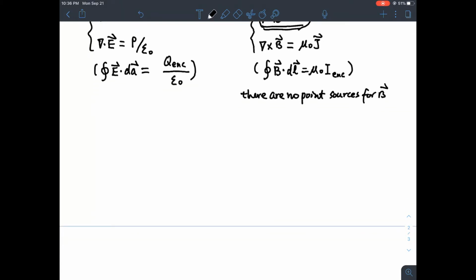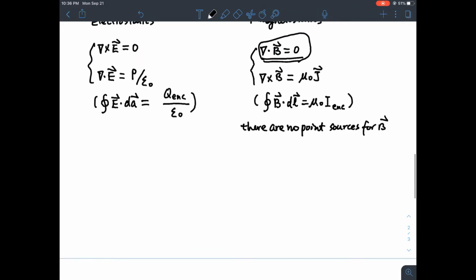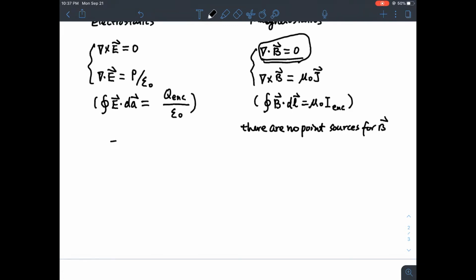Looking at these formulas, that is what we know. Electric forces are often much larger than magnetic forces. This is mainly due to the size of constants: the electric field is proportional to 1 over epsilon 0, while the magnetic field is proportional to mu 0.